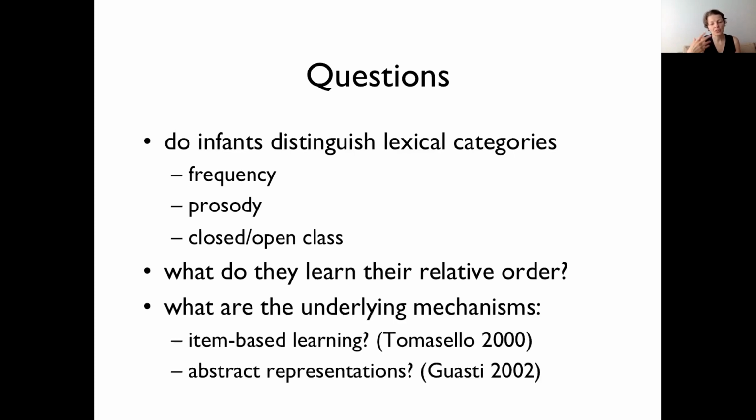And in terms of the theories of language acquisition, we have a further question, namely the age at which this happens. The reason for this is that there are two broad theories of the acquisition of grammar, or word order in particular, out there. A family of theories might be termed item-based or usage-based.